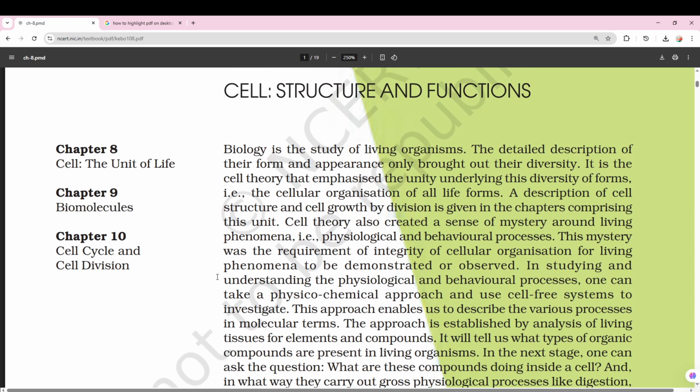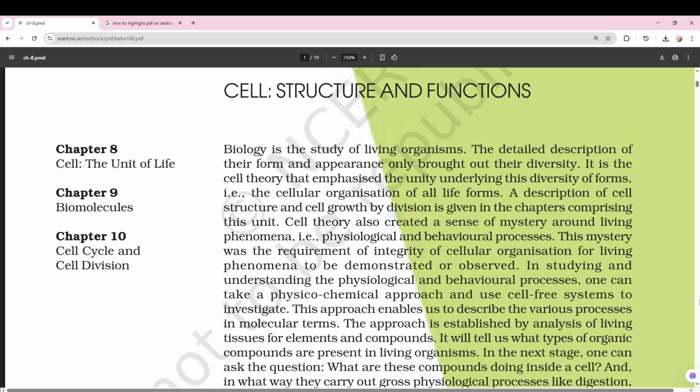and functions. Biology is the study of living organisms. The detailed description of their form and appearance only brought out their diversity. It is the cell theory that emphasized the unity underlying this diversity of forms, the cellular organization of all life forms. A description of cell structure and cell growth by division is given in the chapters comprising this unit.